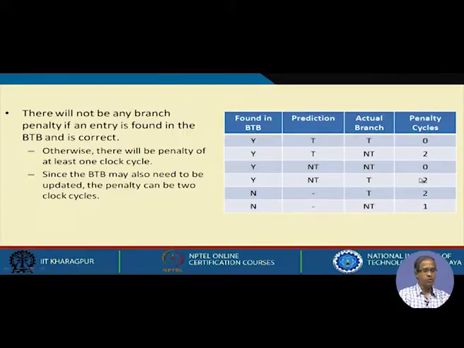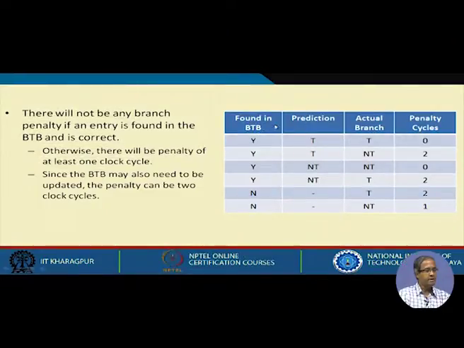Why 2? Earlier we had seen that the penalty is 1 for a branch, but here since we also have to update the BTB, we assume that for updating the BTB we need another cycle. So, that is why the penalty we are saying is 2. Okay.